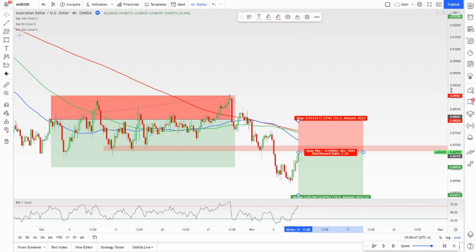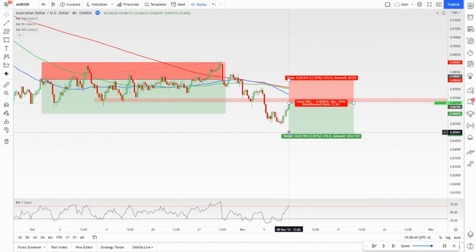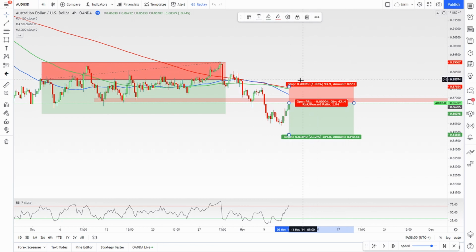So risking 131 pips, which I know is sort of a good bit. Actually, hold on. Let me see if I can tighten that up. I'm going to put it right just above there. So I'm actually going to risk 95 pips. And we're going to go for, again, our target of 2 to 1.